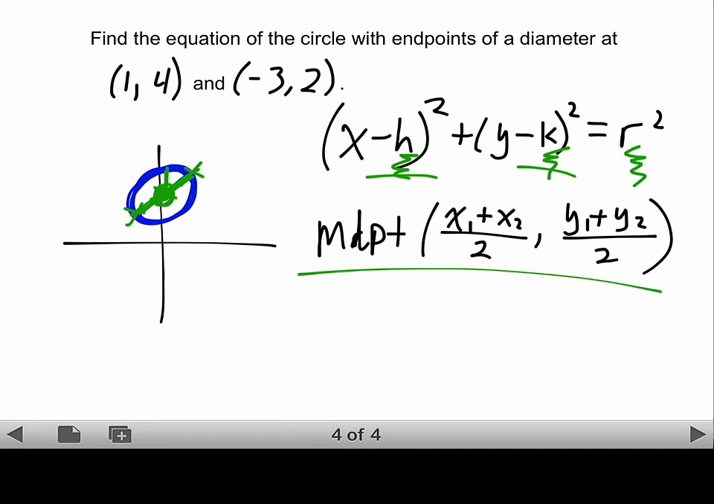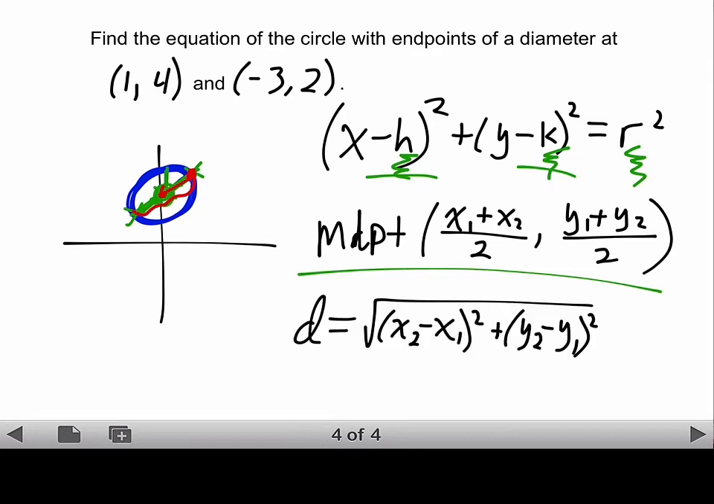But what about the radius? For the radius, I'll need the distance between the center and one of the endpoints of the diameter. Alternatively, if I wanted to, I could use the whole diameter and cut it in half, but there's a pitfall there that I'll alert you to in a few minutes. First, let's remind ourselves of the distance formula. d is equal to the square root of (x2 - x1) squared plus (y2 - y1) squared.